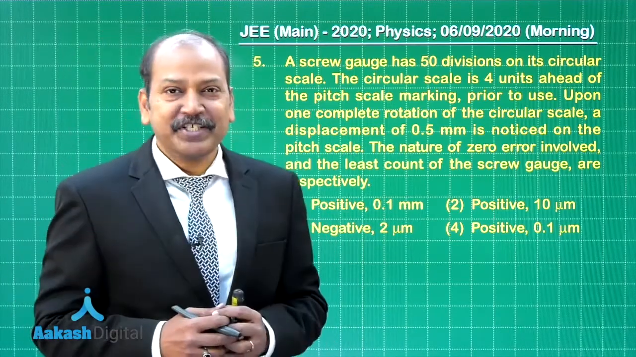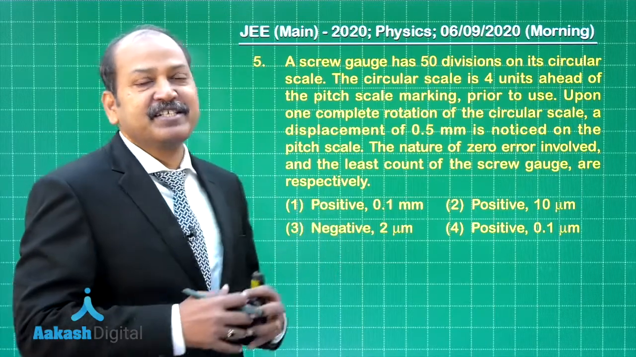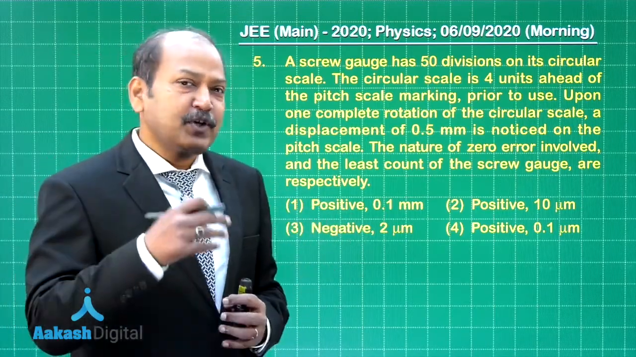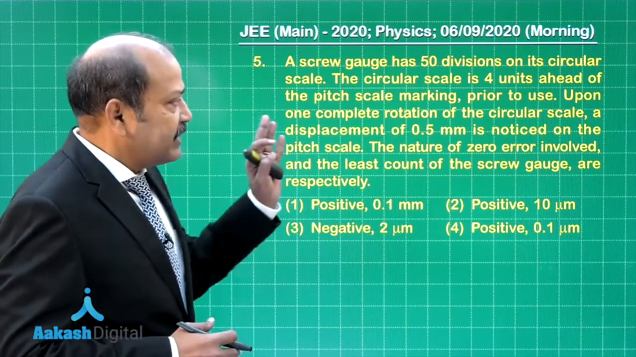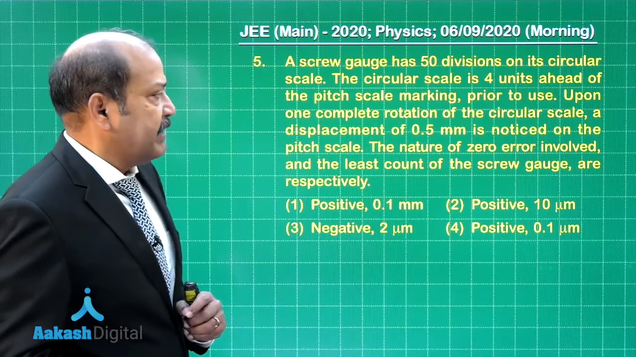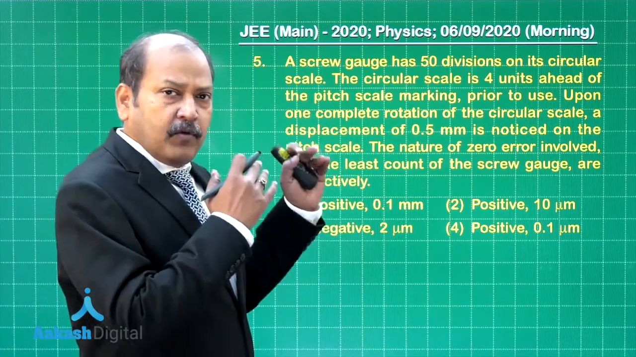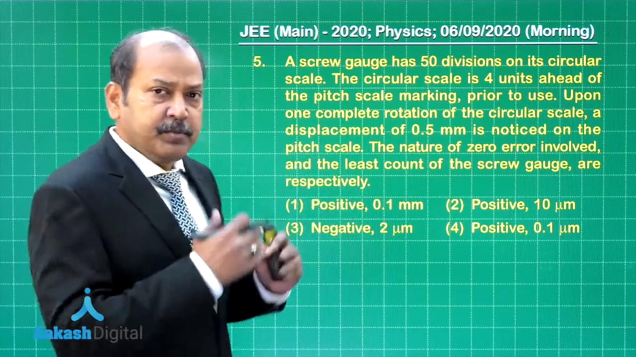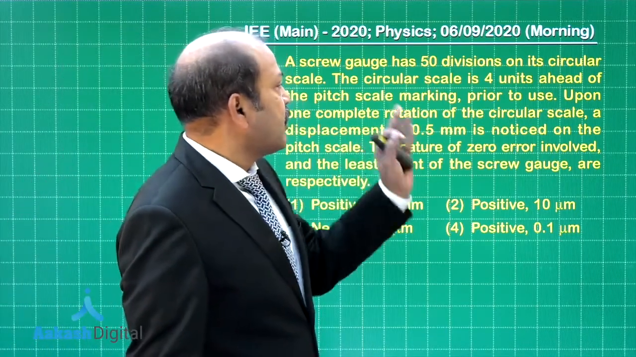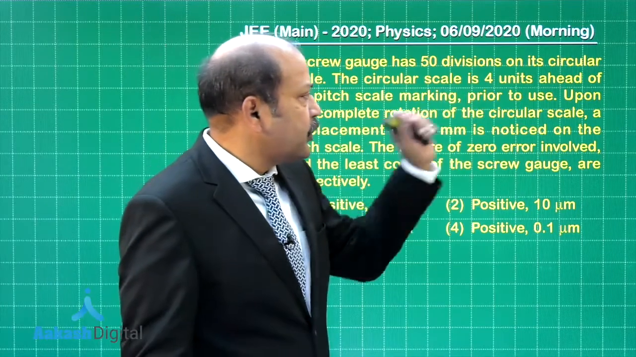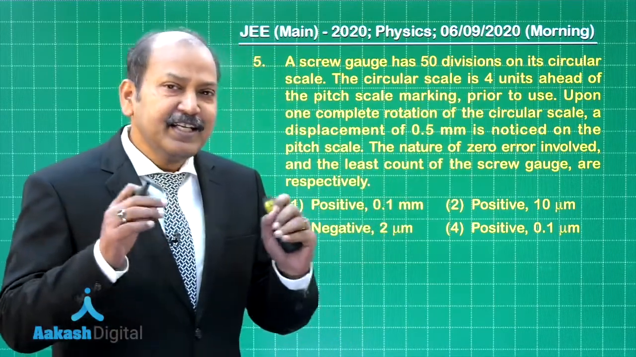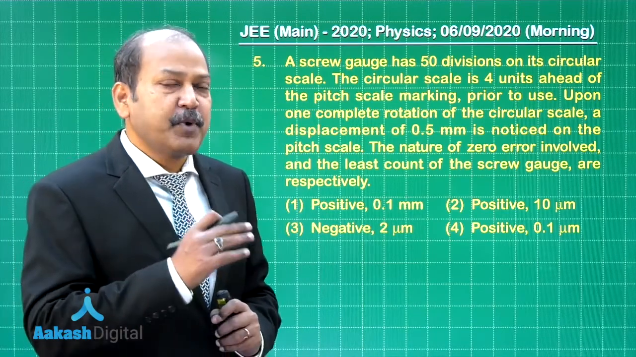Well, a typical question involving screw gauge this time. So, very often we have questions either from vernier calipers or screw gauge. Now, in this particular case, first of all, let us look at the zero error. In fact, we just have to say what is the nature of the zero error. Is it positive or negative? And from the information given, because it says that the circular scale is 4 units ahead of the pitch scale marking prior to use, it clearly shows that the zero error is positive.